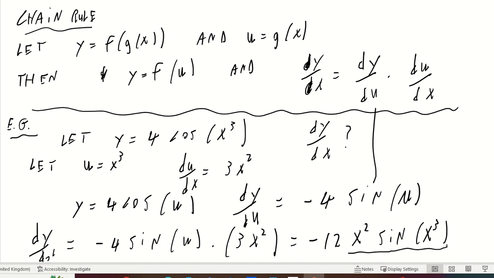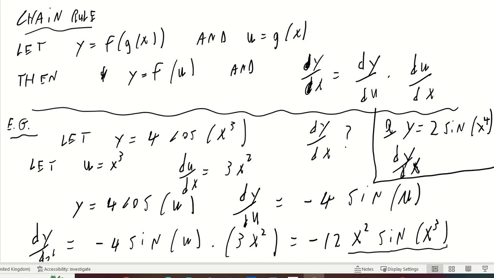So as a practice question for you guys, let y equal, let's say, 2 times the sine of x to the 4, okay? So then you guys can compute, as a practice example, what is dy dx? So that's a practice question for you guys. Best of luck with the chain rule.